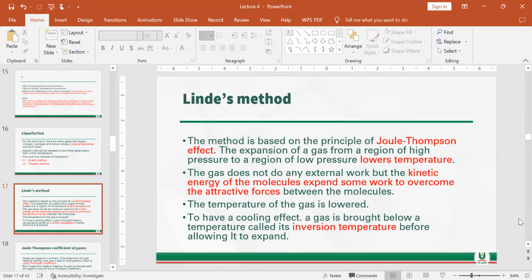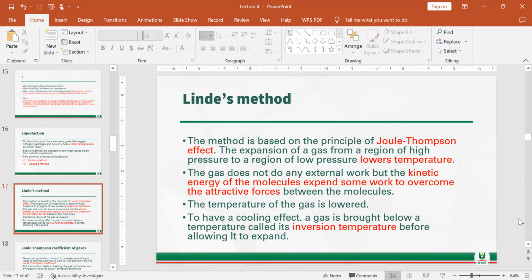The Linde's method is based on the principle of the Joule-Thomson effect. I've highlighted that so you know the principle of the Linde's method. The expansion of a gas from a region of high pressure to a region of low pressure lowers the temperature.